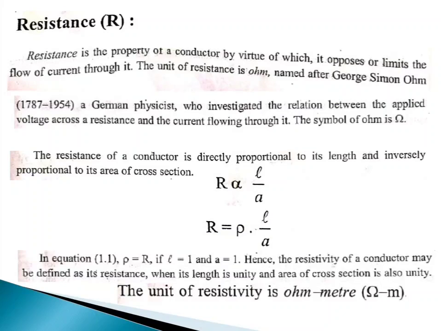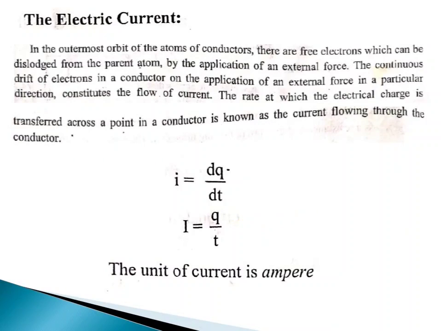The length of the conductor is also 1 and the area of the cross section is also 1. In that case, the resistivity of the conductor is defined as its resistance. So when the length and area are unity, then automatically the resistance of the conductor is equal to the resistivity. The unit of the resistivity is always ohm meter.